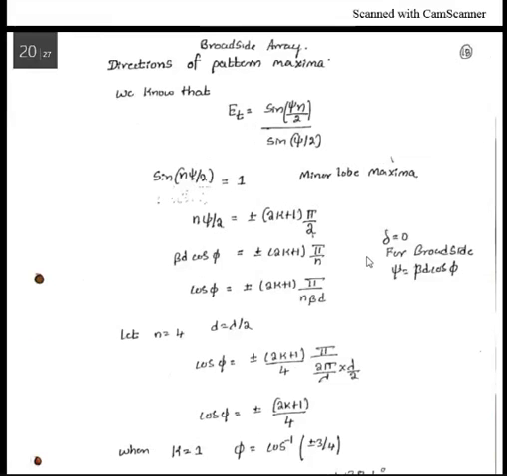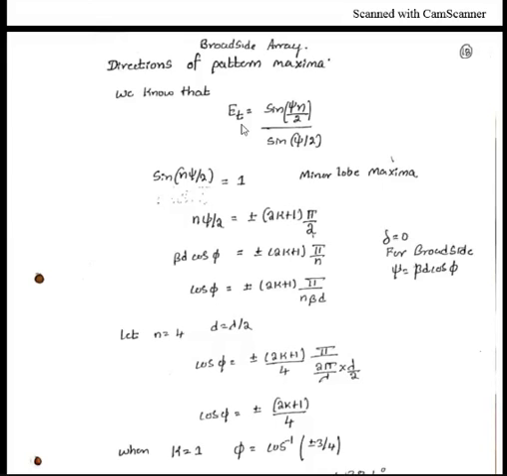So in the broadside array case here, you know the equation. What is the equation? The electric field equation is E equal to sine of n psi by 2 divided by sine of psi by 2. In this total electric field from the n isotropic point sources, what we have to do is get the pattern maxima.